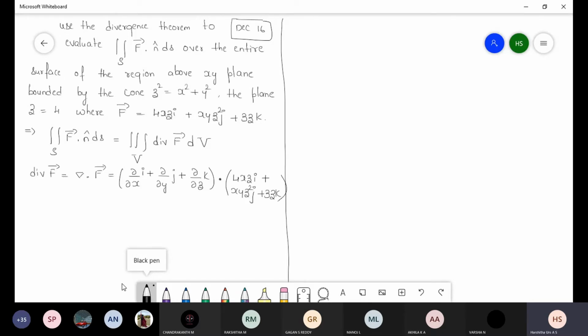Now we have to apply the dot product. So dou by dou x of 4xz plus dou by dou y of xyz square plus dou by dou z of 3z, because i dot i is 1, j dot j is 1, k dot k is 1. Now tell me the differentiation of 4xz with respect to x.